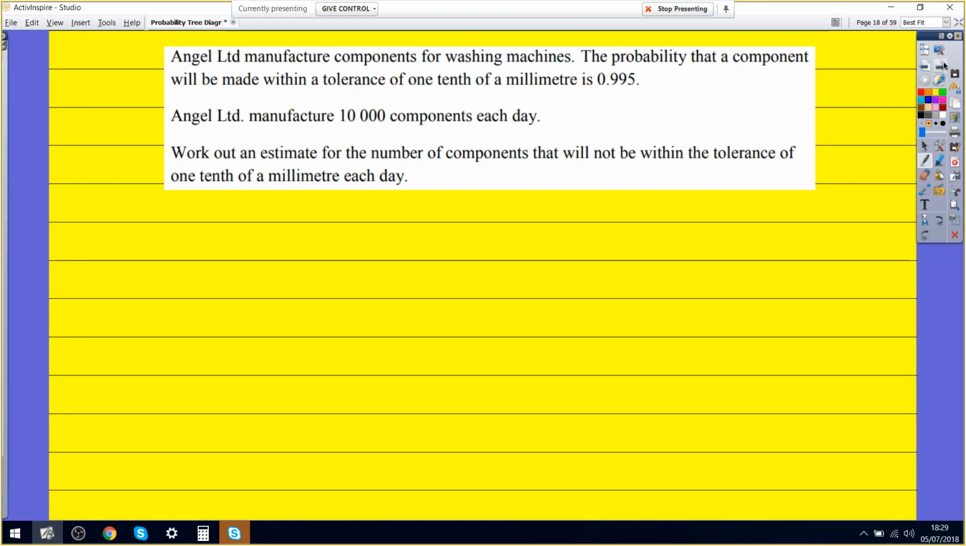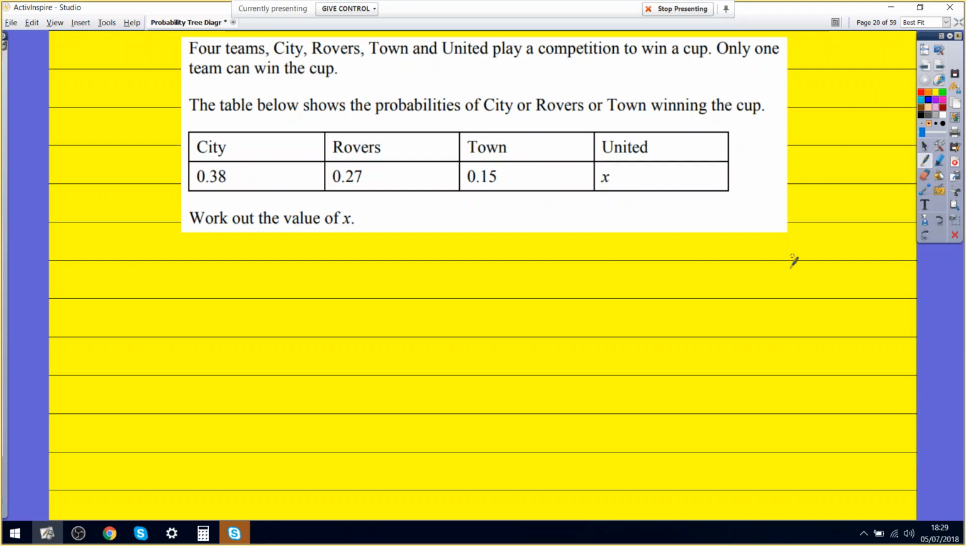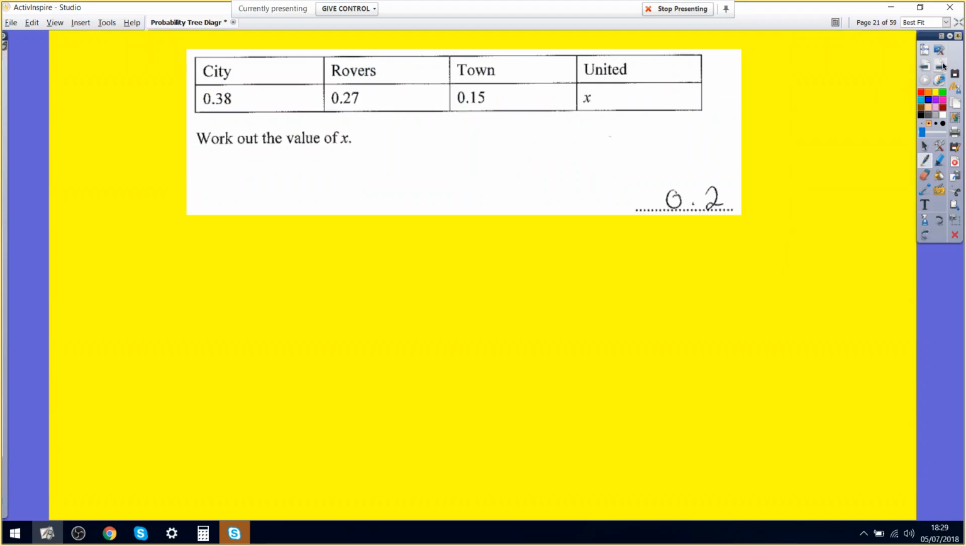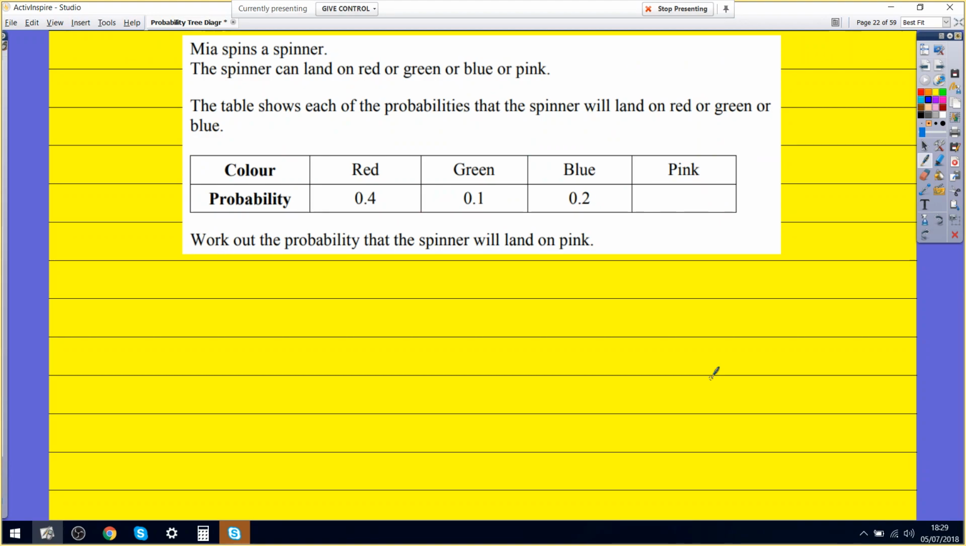I'll skip that one. Okay. No, hang on a second. Any idea what the probability for pink is for this one? 0.3. Correct. They have to add up to 1. Brilliant.